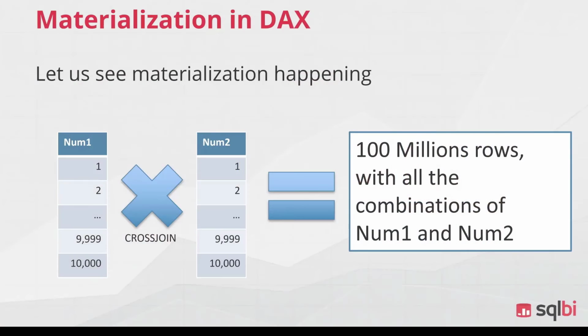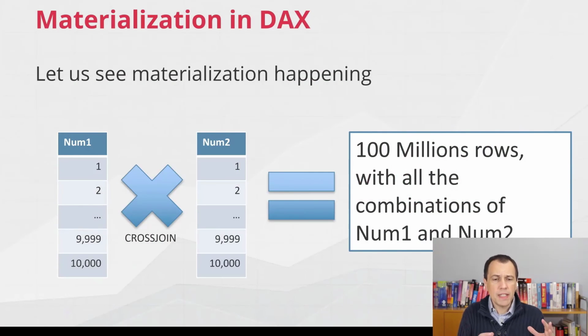So the materialization is something that is very important in the query execution. And so here we can see that depending on the technique we use, we could have a smaller or bigger price to pay for the materialization. So how you create the model, how you use the relationships, how you write the DAX code is very important for the materialization and for the performance of your query.